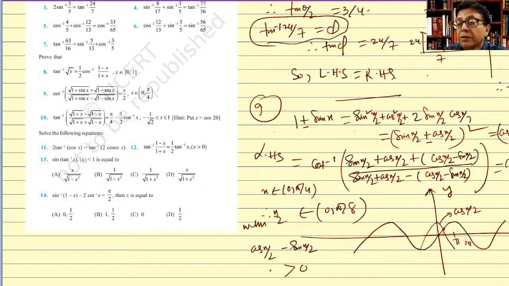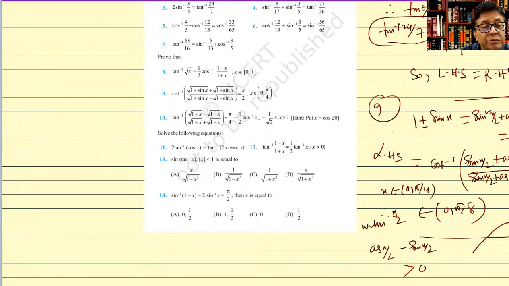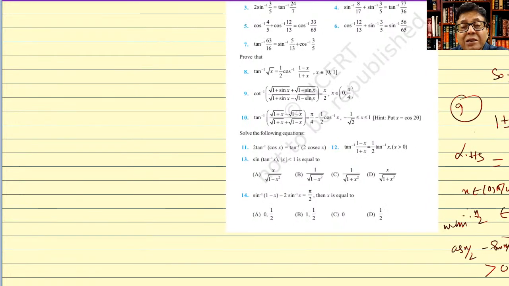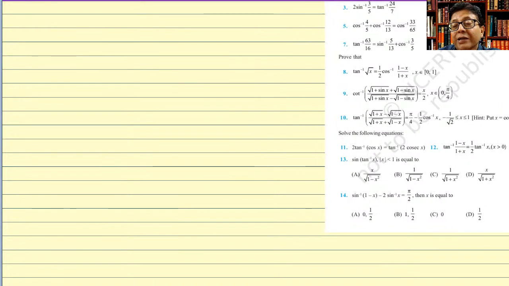Okay. So there will be cot inverse cot x by 2, and this lies in the principal value branch. So the answer will be x by 2. Number 9. Clear? Understood? Let us go for solving one equation like number 11, 12 like that. Okay, let me start with this.